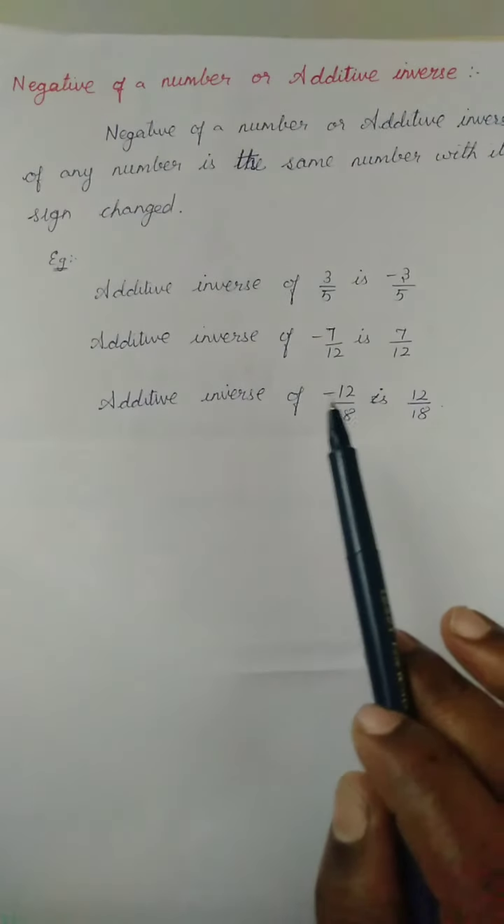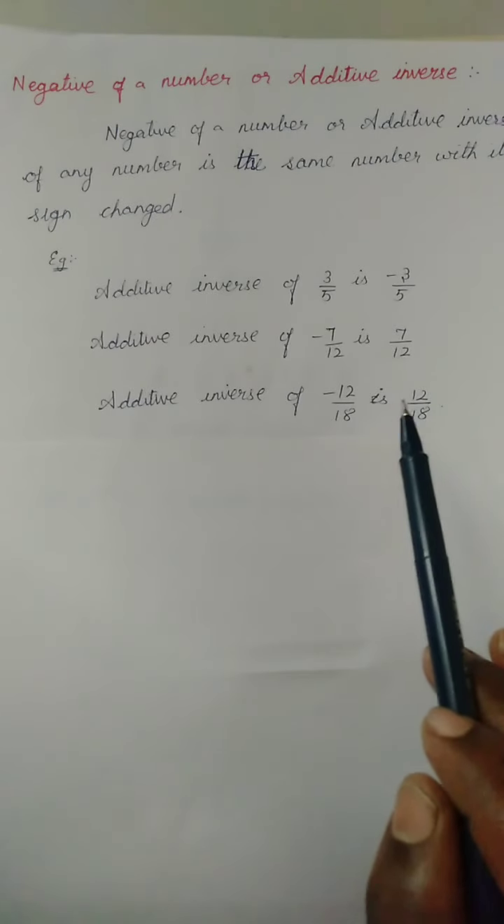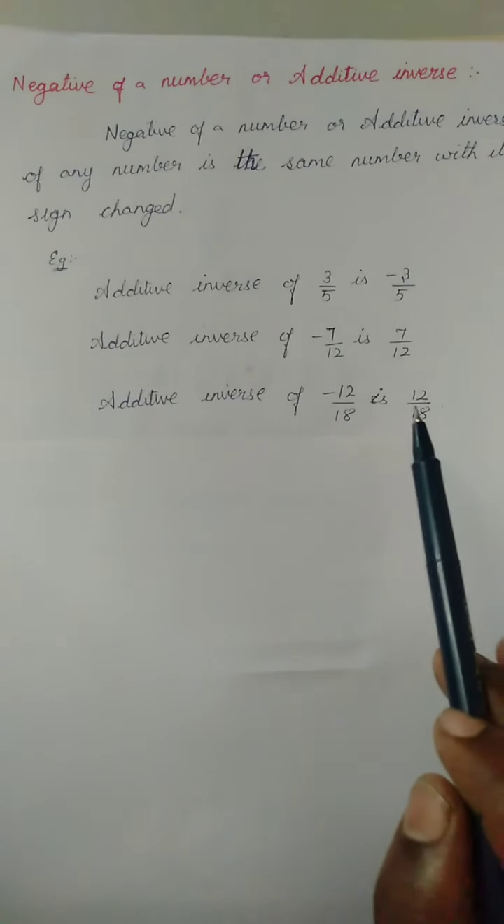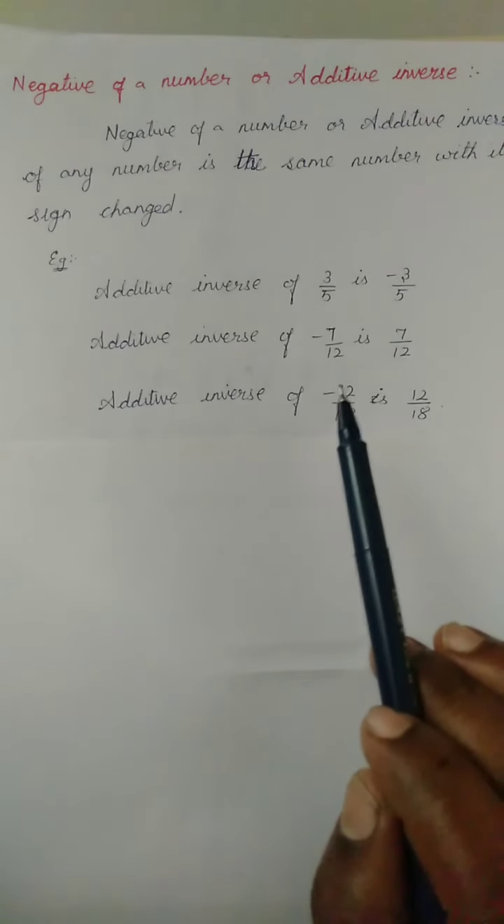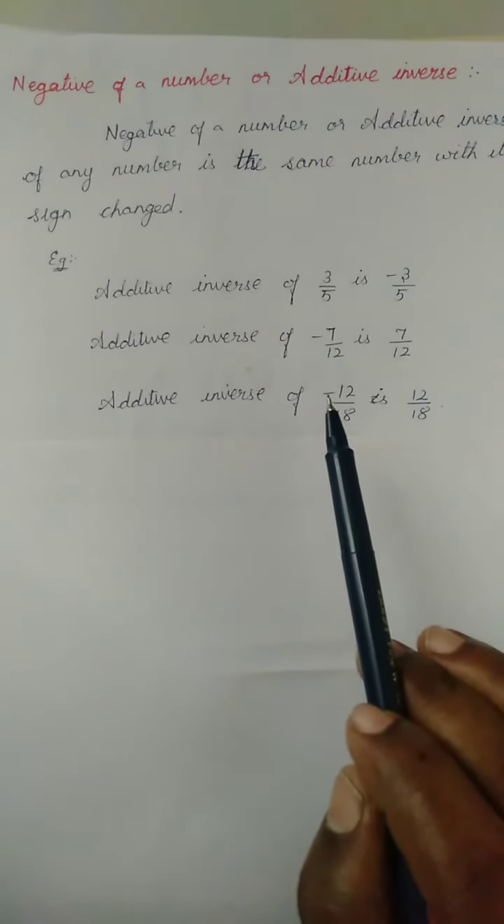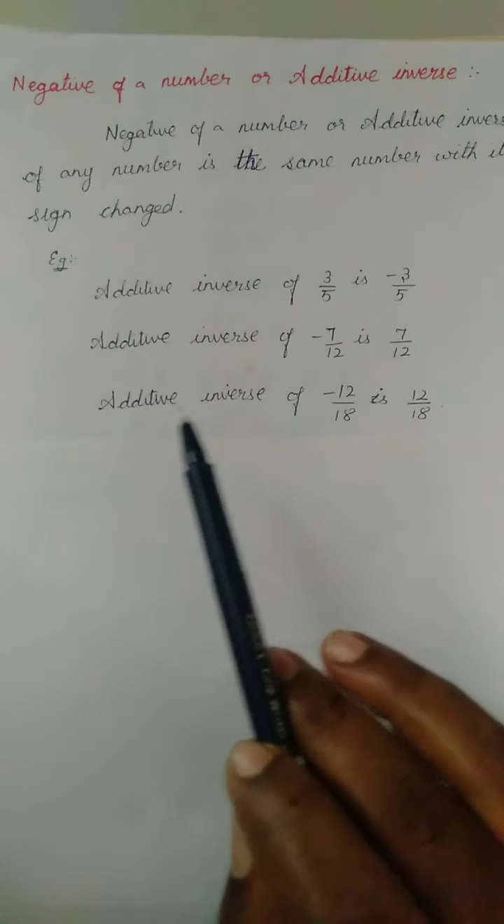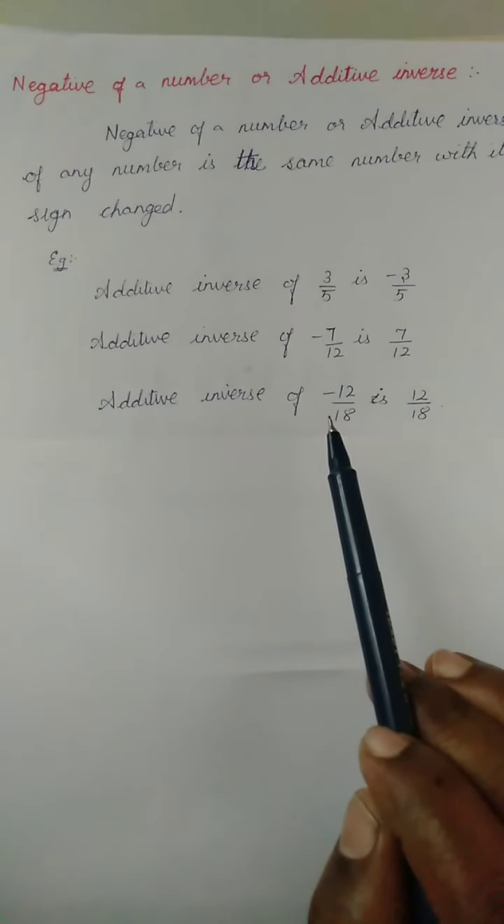Additive inverse of minus 12 by 18 is equal to 12 by 18. The numbers will not change, only the signs will change. See here, we have minus sign. In the answer we will not have the minus sign, because additive inverse is just opposite to positive or negative.